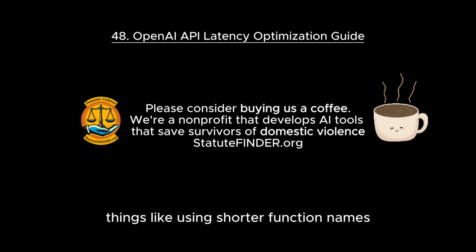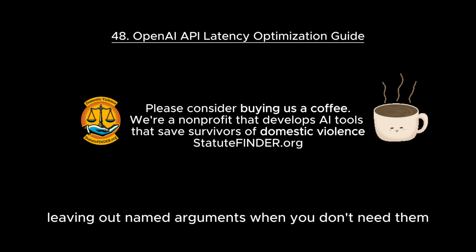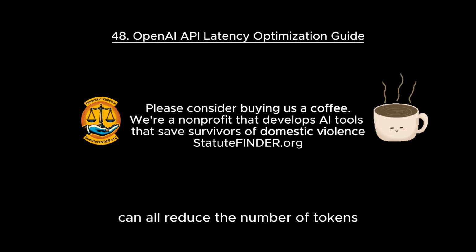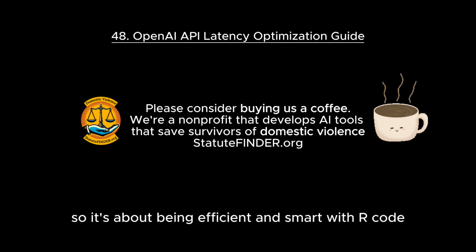Things like using shorter function names, maybe leaving out named arguments when you don't need them, and making your code as clean and organized as possible can all reduce the number of tokens. So it's about being efficient and smart with our code.